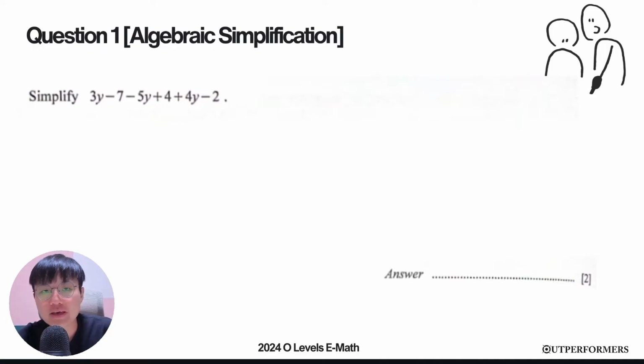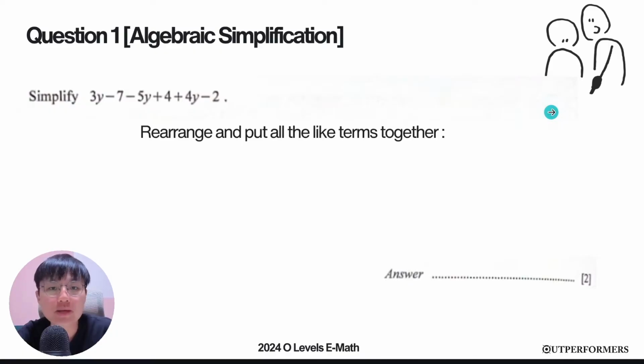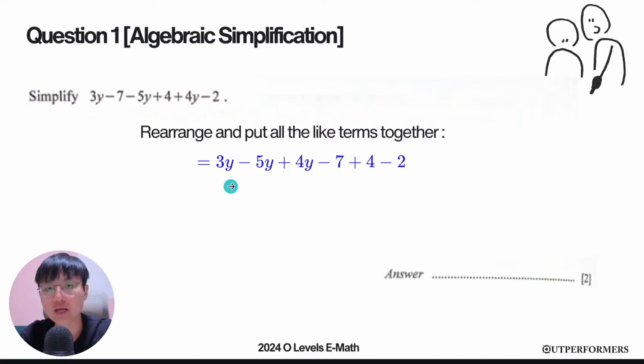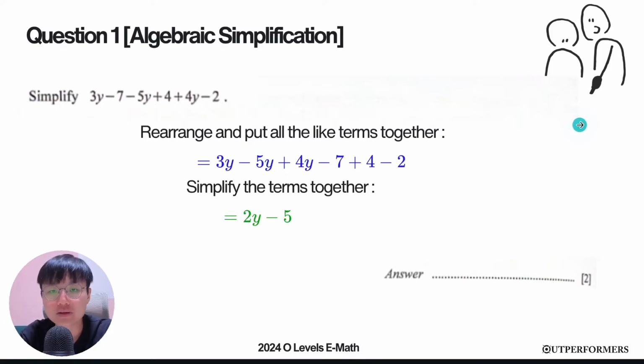Alright, so we have a question on algebraic simplification. And it's a very encouraging start because we just need to simplify the terms. We are given terms that consist of either y's or the numbers, right? So all we have to do is to rearrange and put all the like terms together. So it looks like this. I can put my 3y minus 5y plus 4y, and then minus 7 plus 4 minus 2. Okay, and then simplifying the terms together, we will get 2y minus 5 as our final answer. And we are good to go already for question 1.